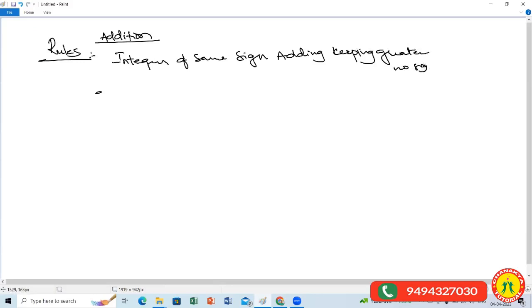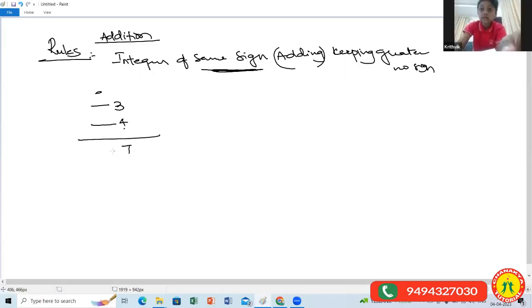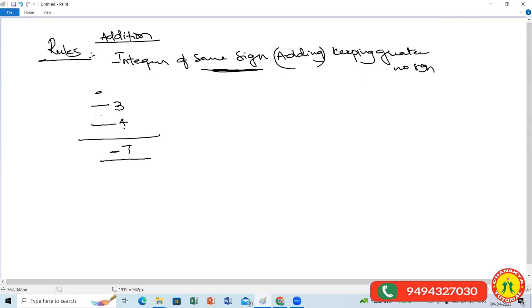For example, -3 and -4. I should add these two. These are the same sign, so what should you do? You have to add. 3 plus 4 is 7. What is the greater number's sign here? Negative. So -7, negative sign.